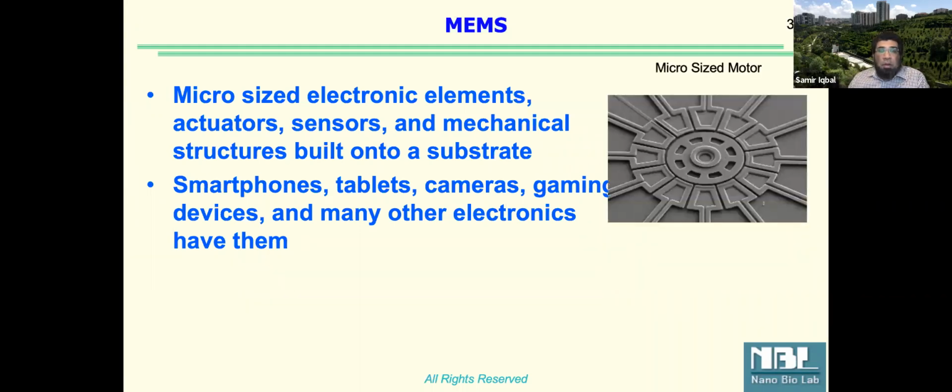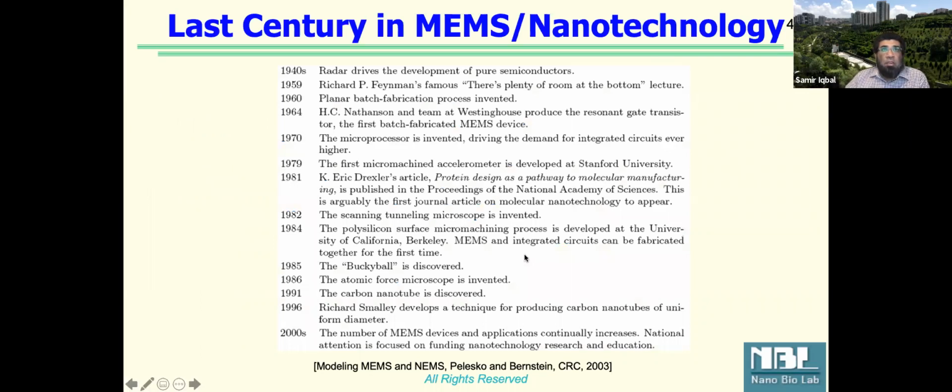So this is an example of a micro-sized motor. This is a rotating motor at micro scale. Now, when we talk about this micro scale system, there's lots of work that has gone behind it. It's not a new phenomenon. People have been working on these for decades and decades. So we know a few things.